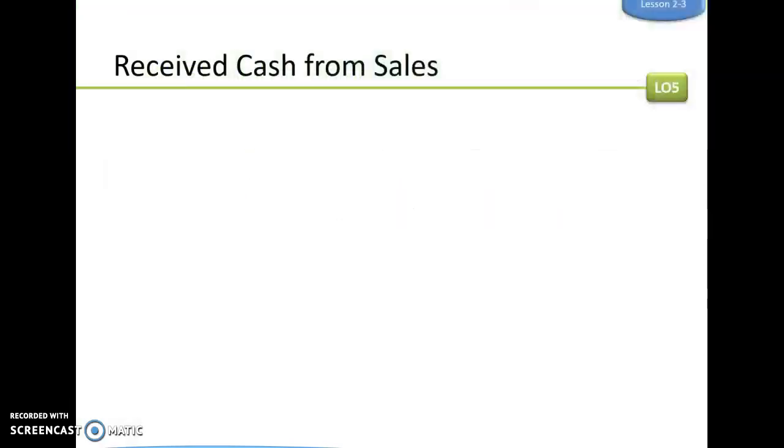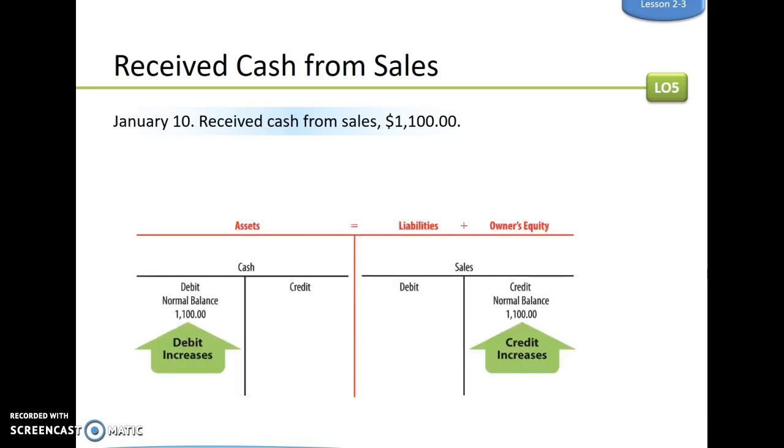So looking at the transaction, received cash from sales. On January 10th, you received cash from sales of $1,100. What two accounts were affected? Your cash account and your sales account. Because they are on opposite sides of the accounting equation, they both are going to be going in the same direction. So in this case, you're going to debit your cash account because that is increasing by $1,100, and you increased your sales, so you're going to increase your credit side of your sales account.